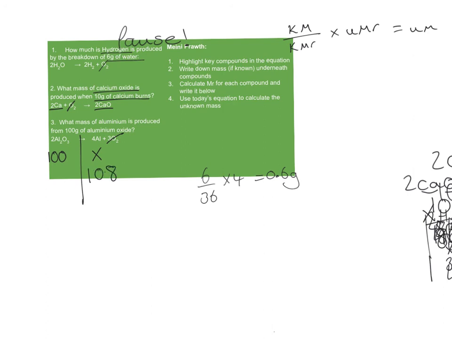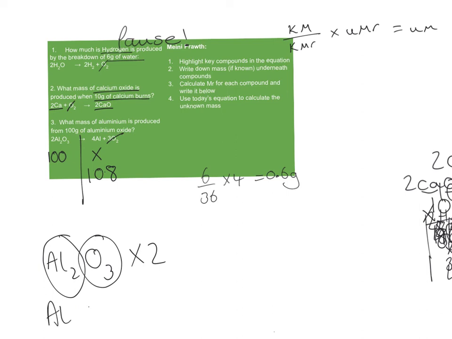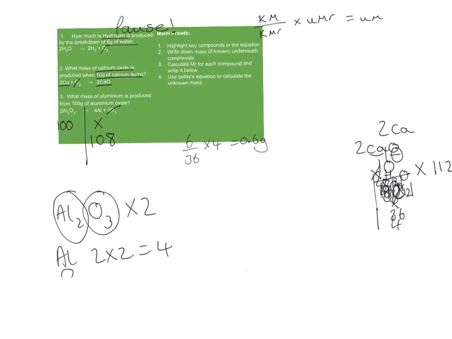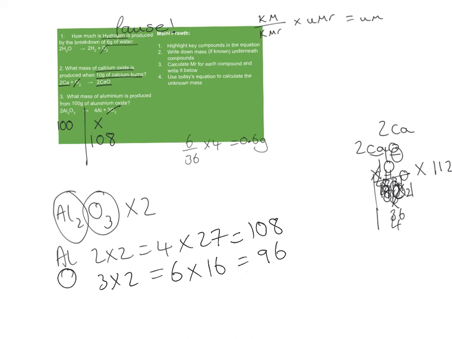Moving on to this side then. So let's just draw this out a minute, think about it. Aluminium oxide, Al2O3. So that would be 3 and that would be 2. However, you've got to times everything by 2. So aluminium 2 times by 2 is 4, and then oxygen 3 times by 2 equals 6. So then we're going to do that times by 27, that times by 16, so that's 108. 6 times by 16 is 96. I can add them together, 204. So that is my known MR.